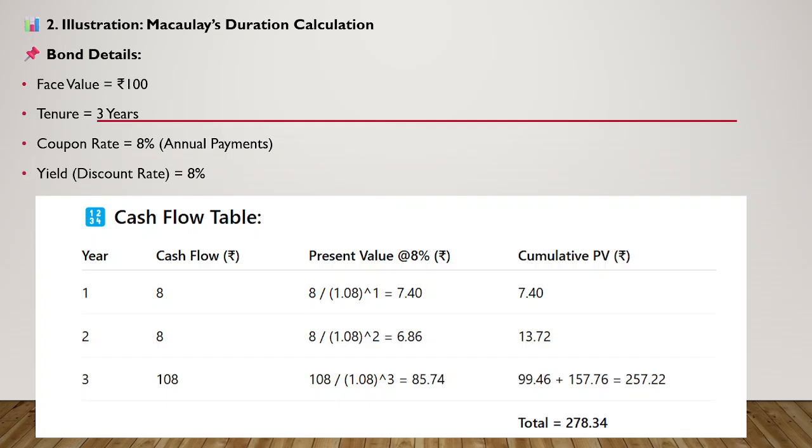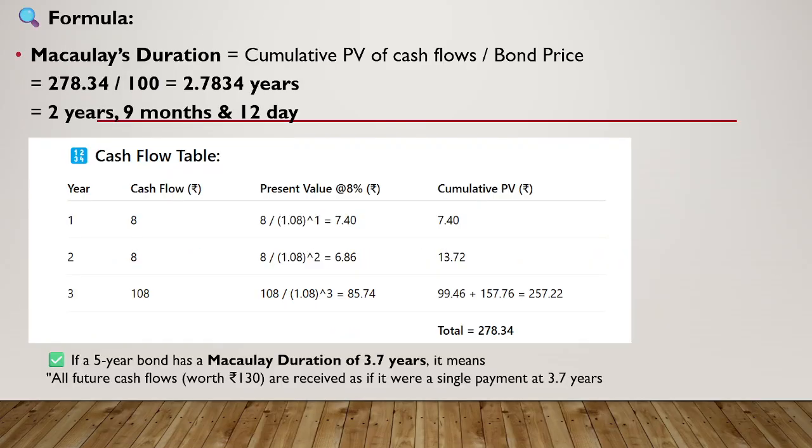Now let's calculate the weighted average time to receive these present values. We take each year, multiply it by the present value of the cash flow for that year. So for year 1, 1 times 7.41 Indian rupees equals 7.41 Indian rupees. Year 2, 2 times 6.86 Indian rupees equals 13.72 Indian rupees. Year 3, 3 times 85.75 Indian rupees equals 257.25 Indian rupees. Add them up: 7.41 Indian rupees plus 13.72 Indian rupees plus 257.25 Indian rupees equals 278.38 Indian rupees.